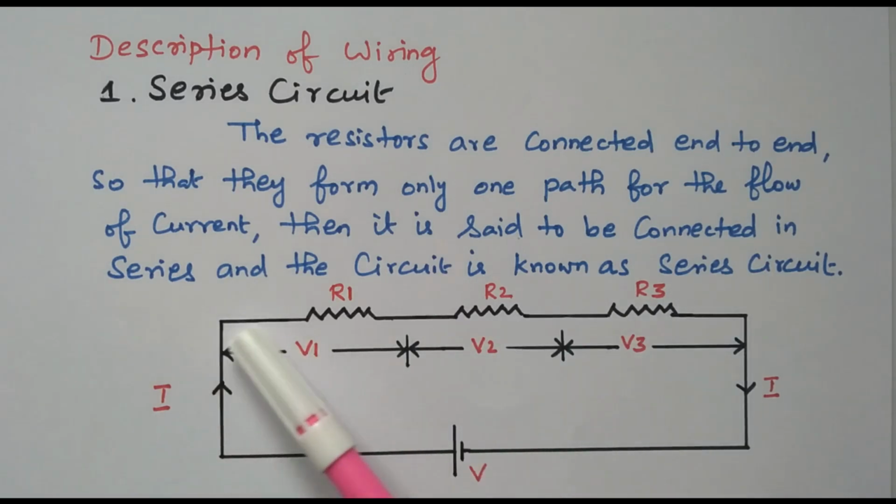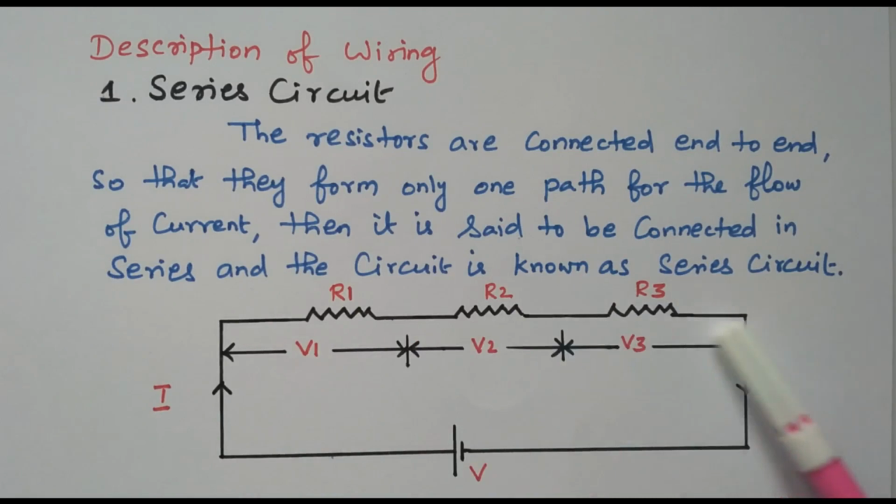So the same current is flowing through all three resistors. The current will be same. Only one current is flowing through the circuit. Then only it is termed as a series circuit. This is applied voltage V.